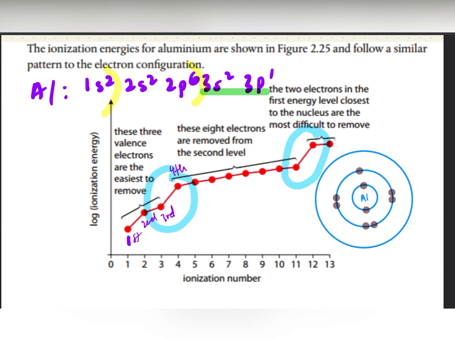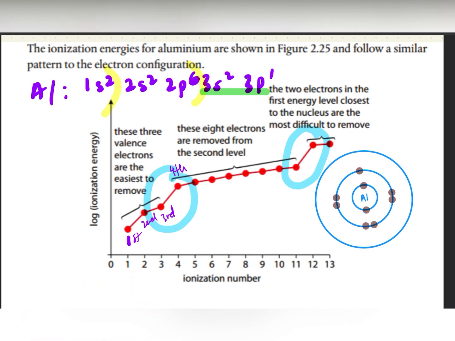So when you see big gap like this, okay, maksudnya electron are being removed from different shell. Okay, macam ni lah. The fourth electron tadi dekat sini, dekat n equals to 2. Okay, so we can conclude that, okay, for this element, okay, dia ada 3 valence elektron.